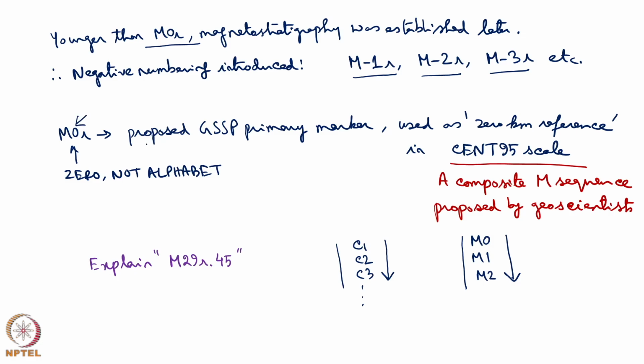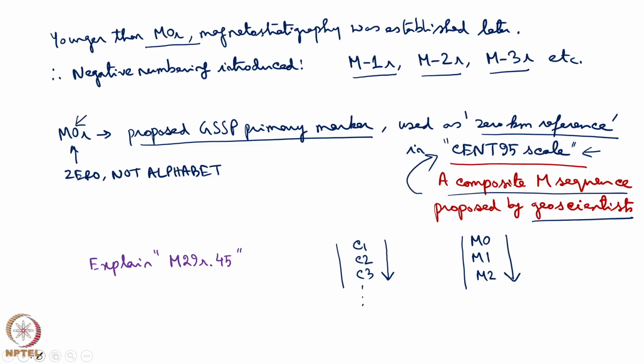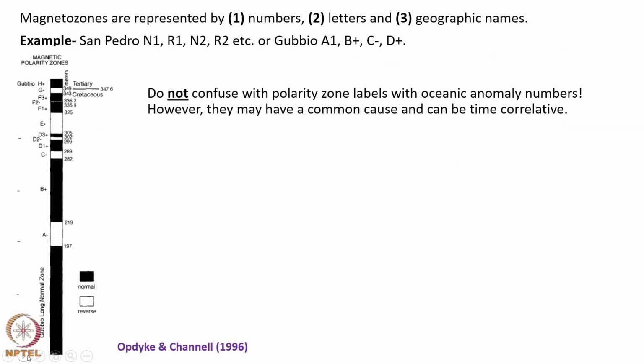And as I said, this is 0, this is not the alphabet O. M0R is the proposed GSSP primary marker, and it is used as a 0 kilometer reference. It is used so in the CENT95 scale, which is the name of an M sequence scale. A composite M sequence proposed by geoscientists is the CENT95 scale. Different ways exist to represent the magnetozones. They can be represented by numbers, by letters and by geographic names. For example, San Pedro, the location name, and then N1, R1, N2 and R2.